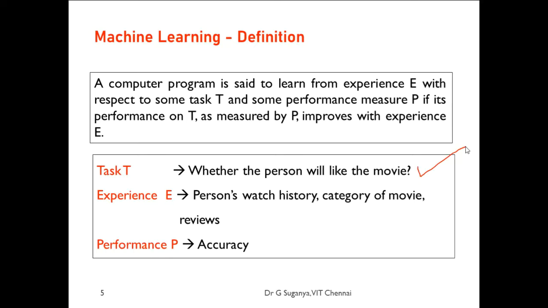Here we have taken a sample example: whether a person will like a movie or not. How do we say whether the person will like the movie? It is by using his history. We will try to understand his watch history, what kind of movies he is looking at, what reviews and ratings he is giving, and a lot of other aspects, such as how much of this particular movie type he is watching.